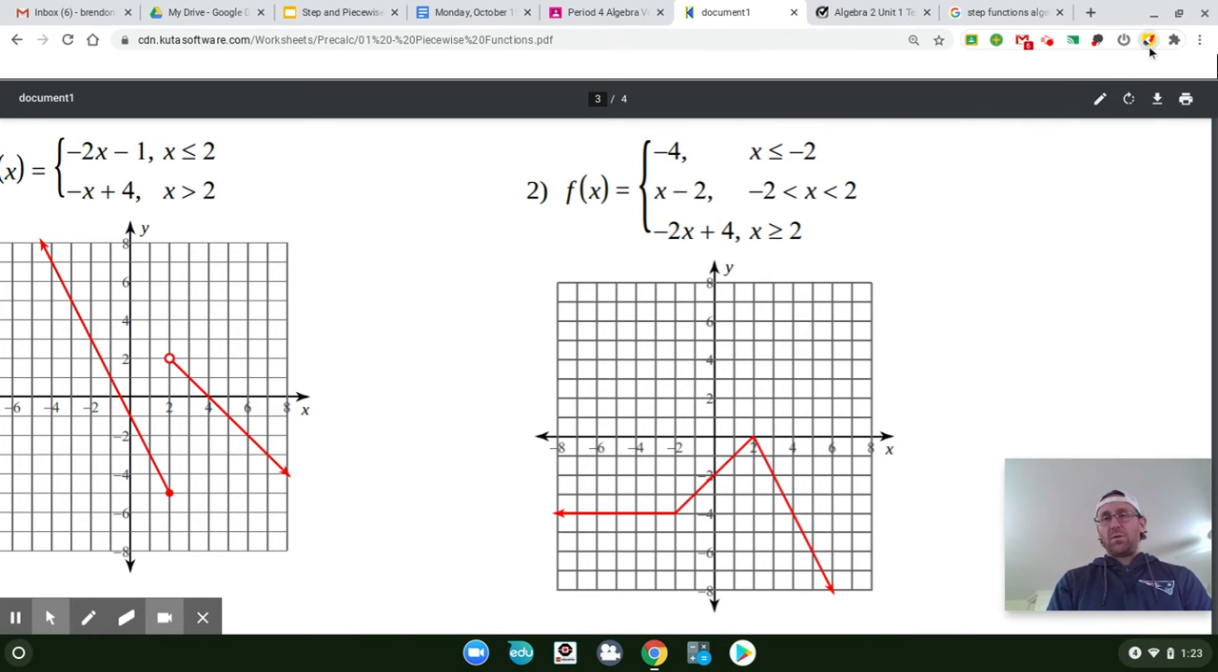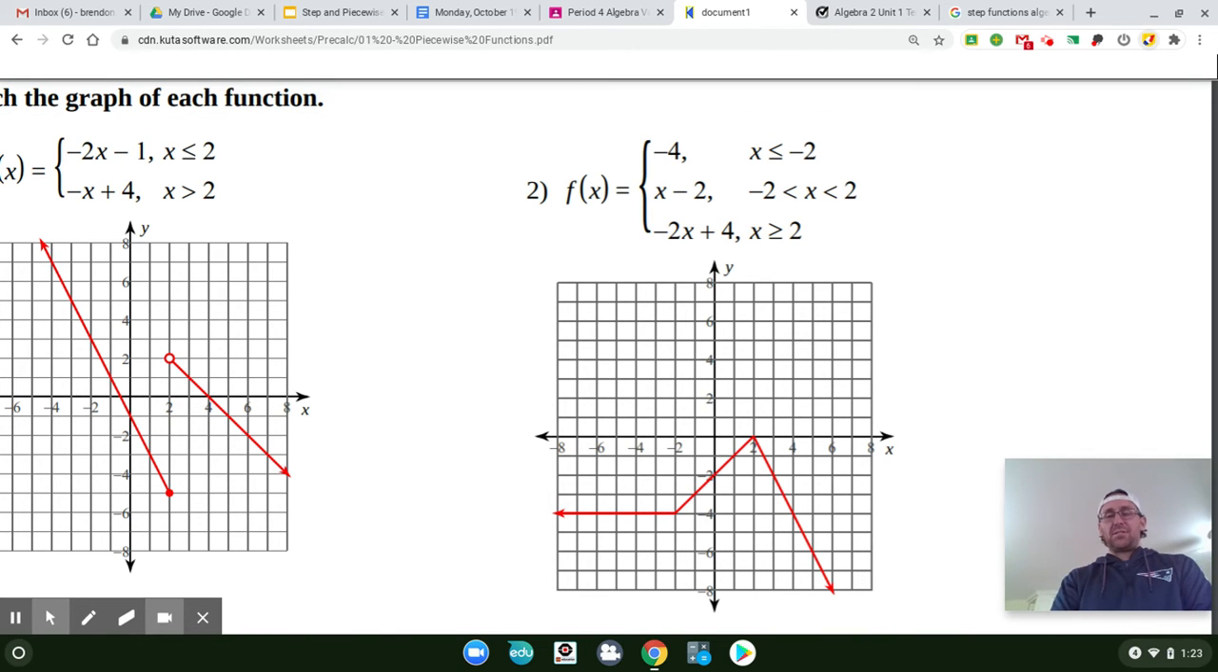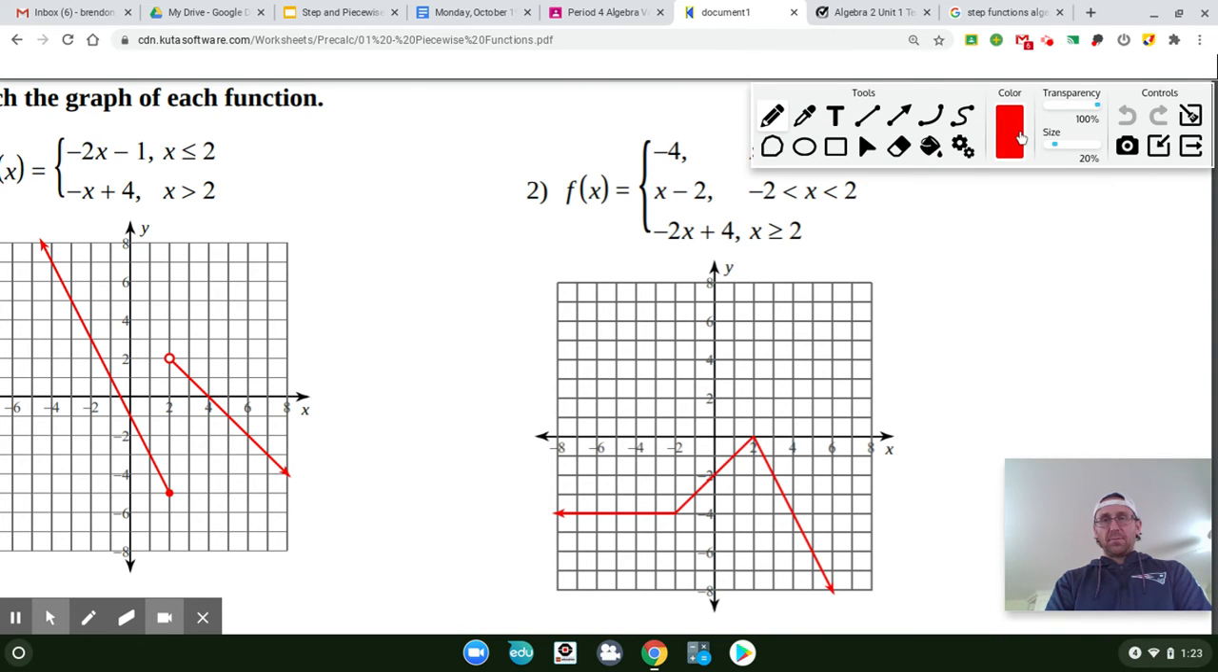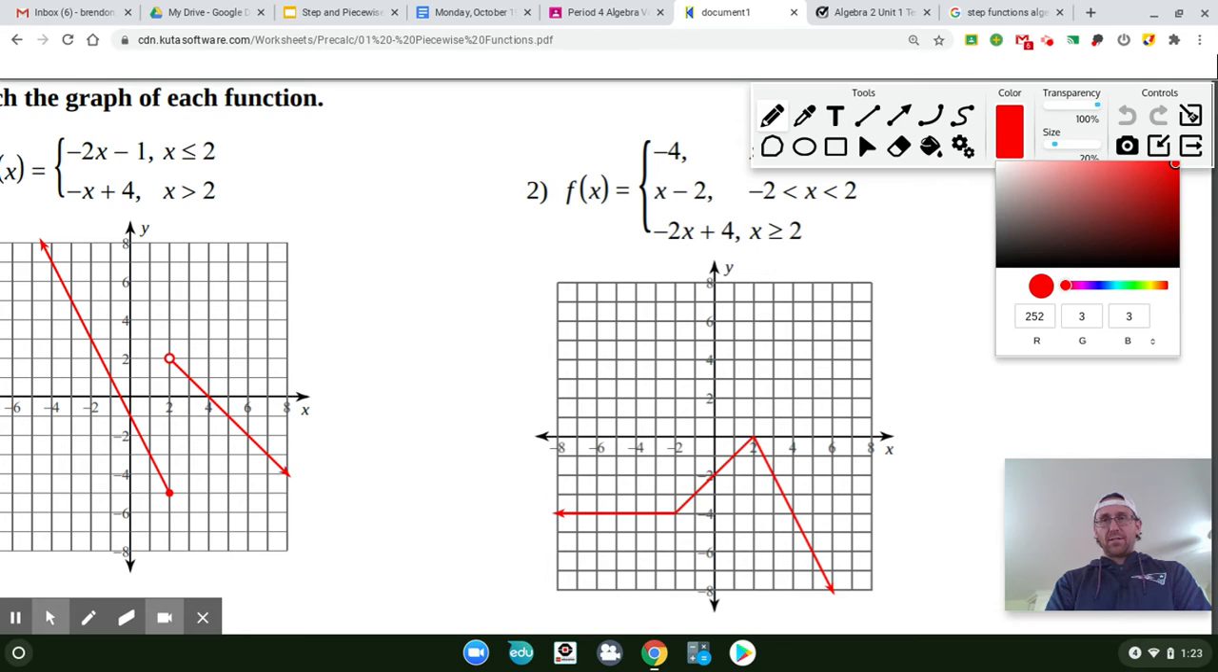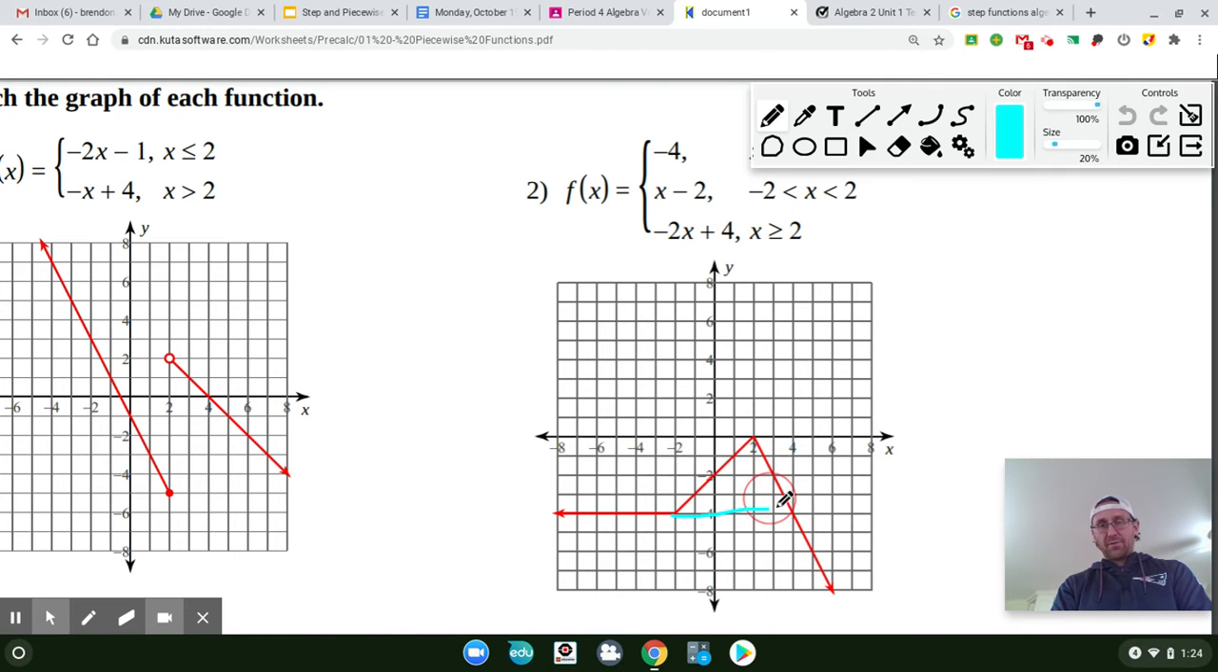Okay? So if I show you what these lines should look like, pick a different color besides red. This line should go on forever like this. But again, it tells us to stop at 2.